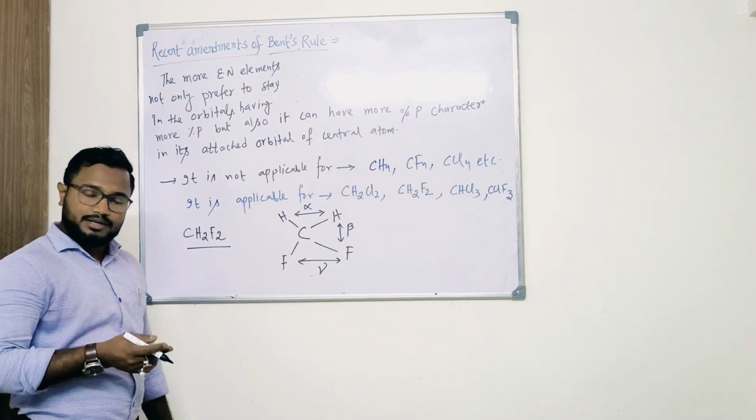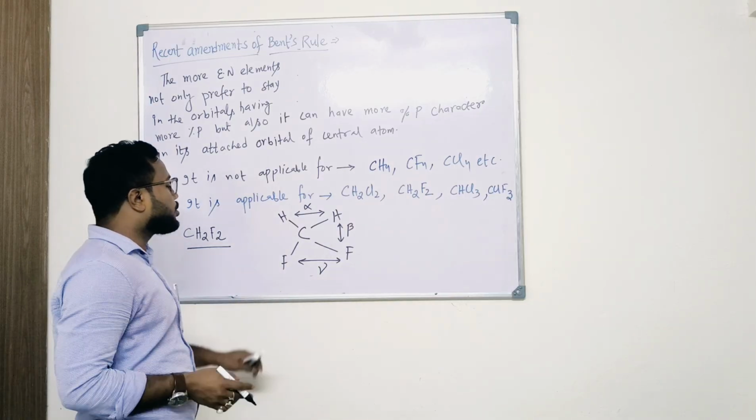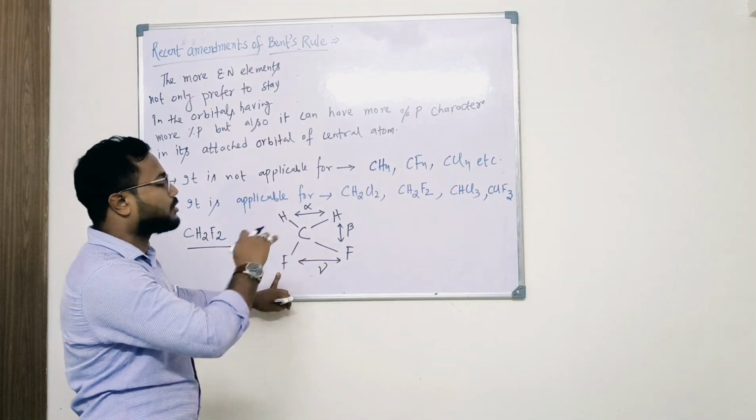How can we decide which has how much percent p character? We know that fluorine is an electronegative atom. Fluorine is more electronegative atom.